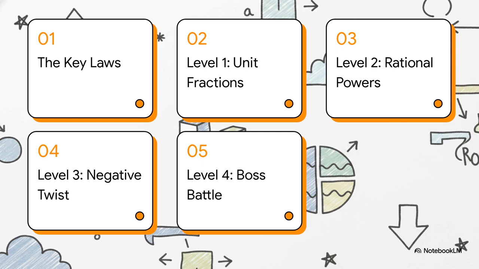To make this fun, we're treating this explainer exactly like a video game. Here's our map for today. First up, the key laws. Then, level 1, unit fractions. Moving on to level 2, general rational exponents. After that, level 3, the negative twist. And finally, level 4, the boss battle.